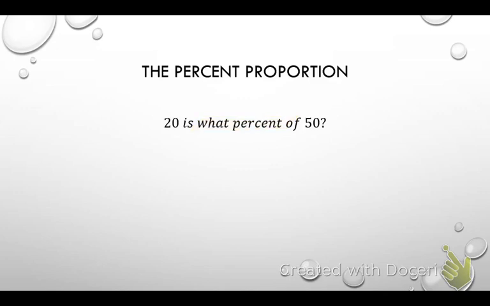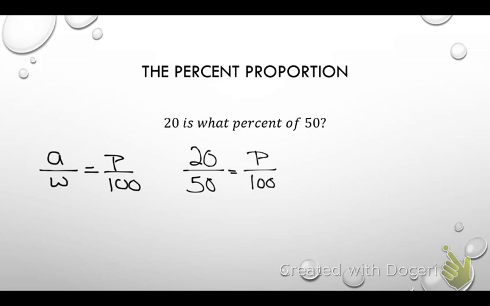All right, can anybody tell me what is my formula for the percent proportion? What is it, Isaiah? A over W equals P over 100. Very good. A over W equals P over 100. So now I need to figure out which value is A and which value is P. Which value is W? Yes, and I'm solving for P. All right, so go ahead and plug in your numbers. Okay, so which one's my A? 20. Which one's my W? 50 equals P over 100.